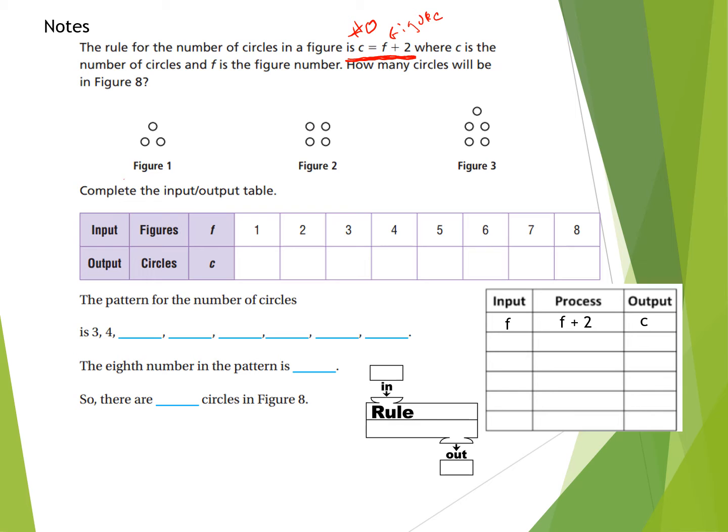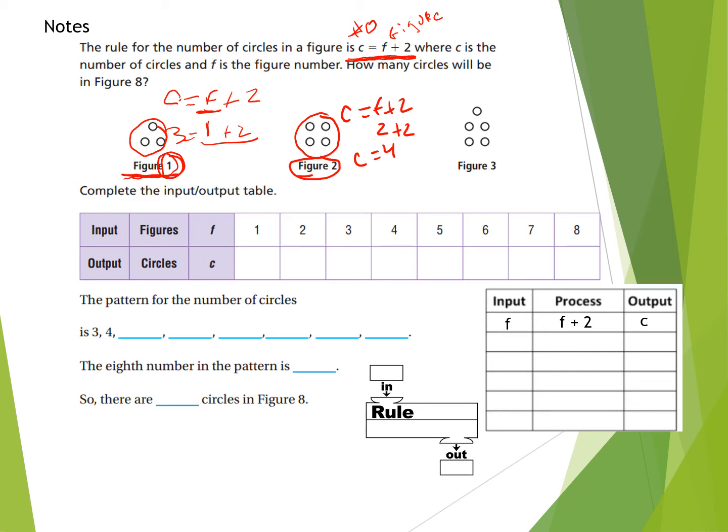All right, so over here, if I look at my figure number, I've got figure number 1. So let's take my equation here, C equals F plus 2, where F is the figure number. So what's my figure number here? Figure 1. So change F into a 1, add it to 2, and I get 3. So the number of circles C is 3, and that's what I have there. All right? If I do the same thing for 2 here, we have C equals F plus 2. I change the F figure to a 2. 2 plus 2 equals 4. So C equals 4, and that's what I have, 4 circles.